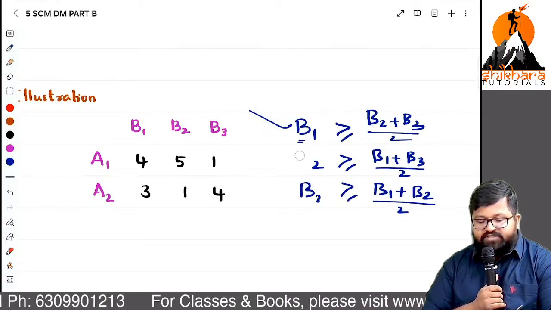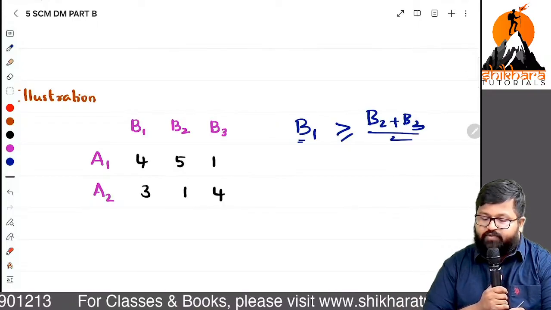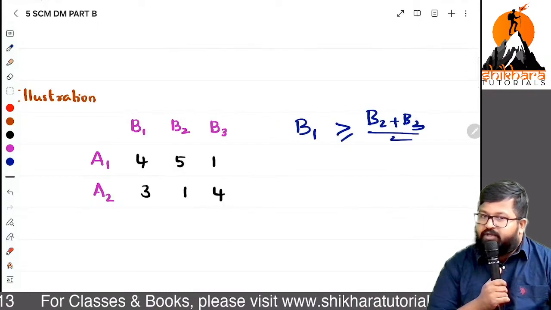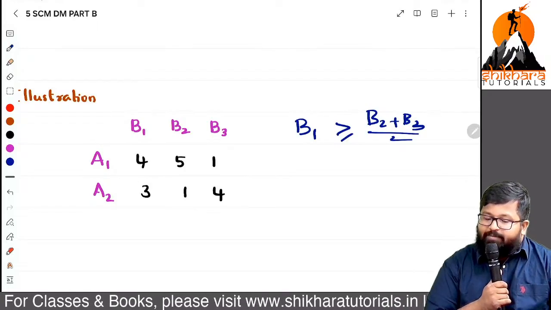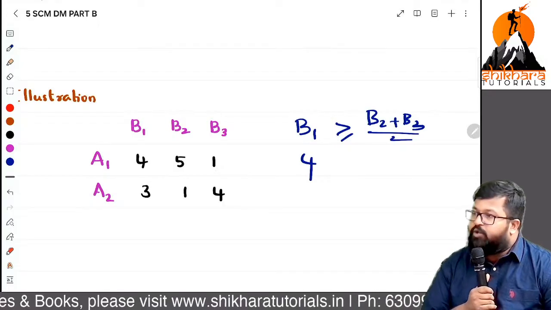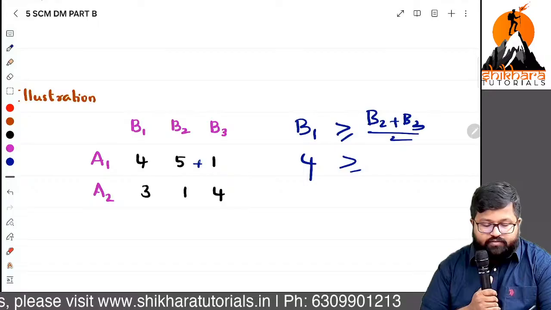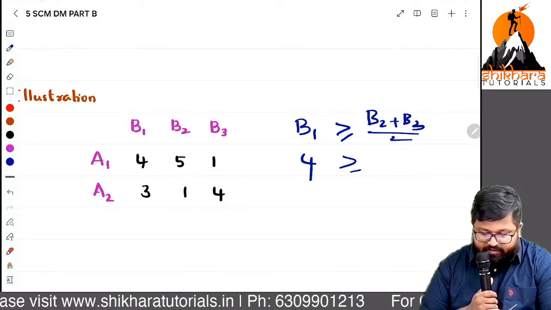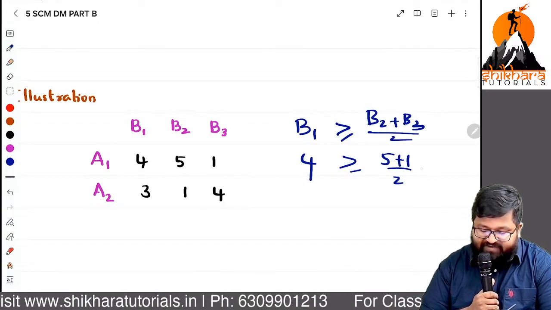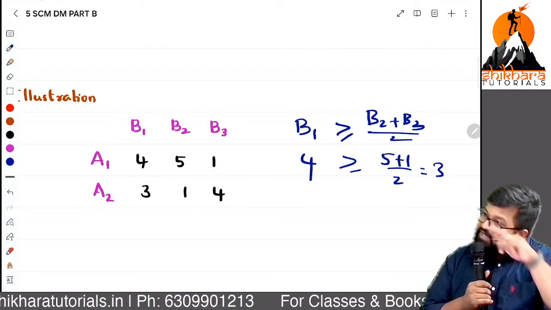Sir, for your understanding, I'll eliminate this one. Then you will be feeling happy. More effective. Sir, which column is compared with the other two columns? B1 compared with B2 and B3. Sir, B1, what is the value? First value, 4. Sir, what is this sum by 2? 5 plus 1 by 2. What is the value there? 3. Is the symbol satisfied? Greater than or equal to, right?